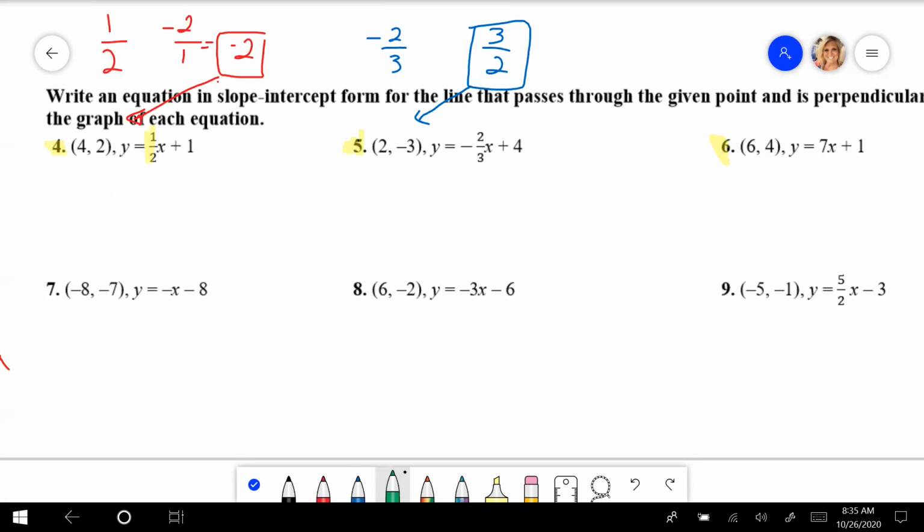Number 6, the slope is 7 that they're giving us. We're doing this because it's in slope-intercept form, so I know what the slope is. When it's a whole number, you put it over 1. Now to find the perpendicular one, flip it over. 1/7. Instead of positive, it becomes negative. This will be your slope. Now for 4, 5, and 6, pause this, and I want you to find the equation in slope-intercept form. We already found the perpendicular slope, and you have a point. So now use point-slope form.